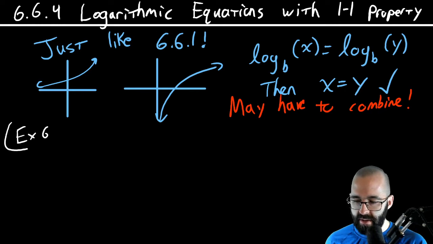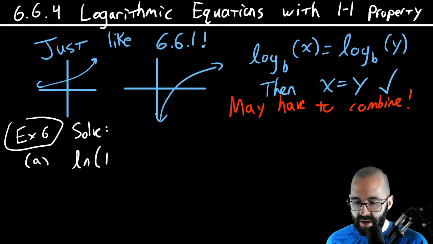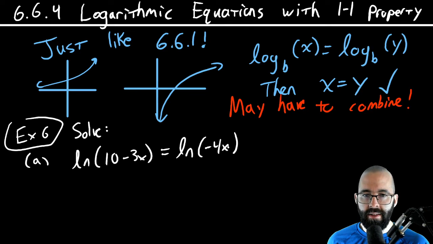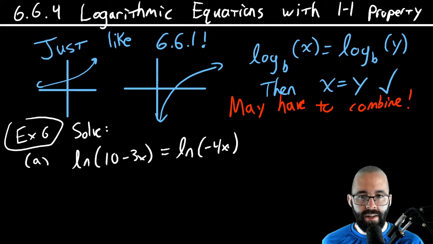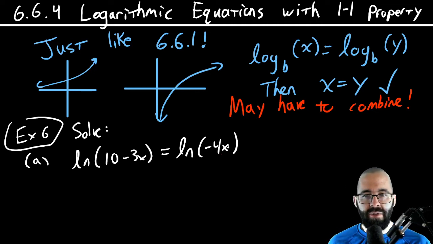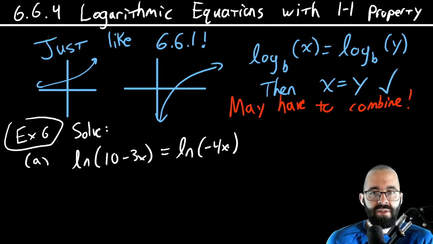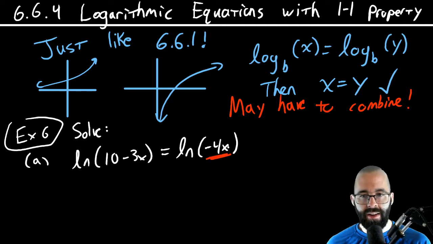Example 6. Solve. Part A. The natural log of 10 minus 3x equals the natural log of negative 4x. We can't take the natural log of a negative. But I'm not worried. Even though there's a negative here, it doesn't mean the inside's negative. Right? Negative 4x is not always negative. If x is negative, for example, then we get negative 4 times negative something else. So as long as x is negative, then we're taking the logarithm of something positive.